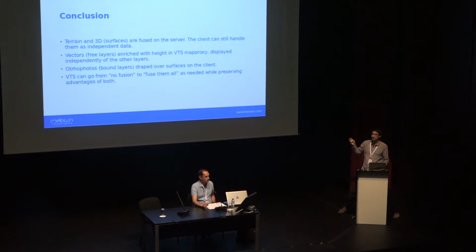So in VTS, you basically can go all the way from no fusion to fuse them all approaches as you need. If you need fast streaming of some static map, you can optimize it with more advanced techniques to nearly the fuse-them-all approach. Or you can render everything in one heap using three layers and have the no-fusion approach. So that's the big advantage in VTS, that you can go all the way from one approach to another. So I think that's all.